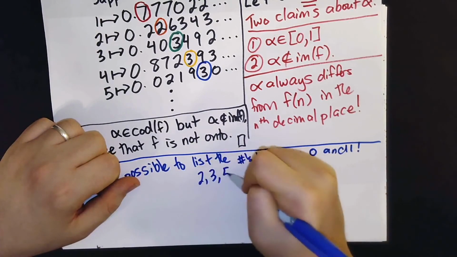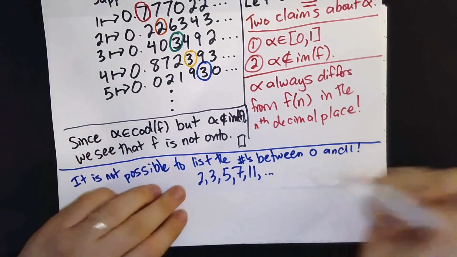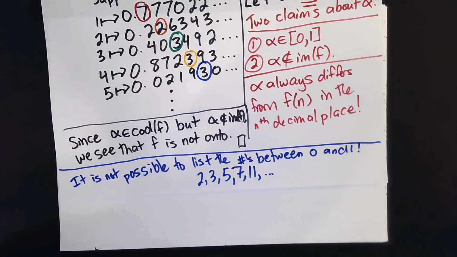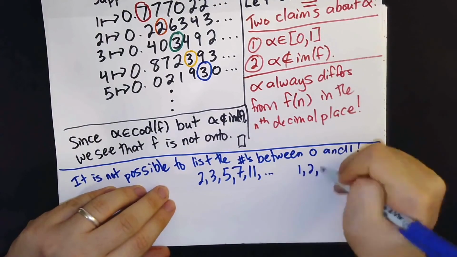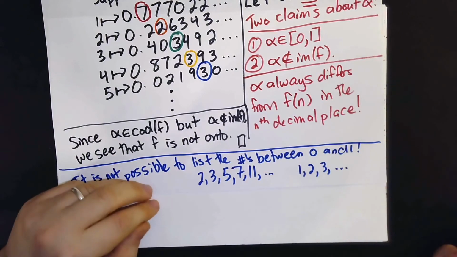2, 3, 5, 7, 11, ... This is a list of the prime numbers. So I can list the prime numbers. 1, 2, 3, ... That's a list of the positive integers. So I can list the positive integers.